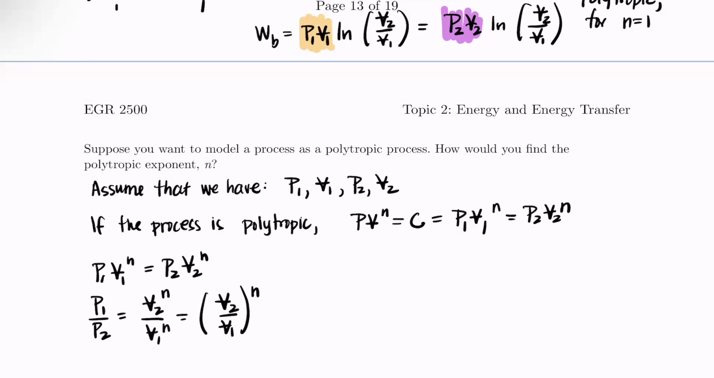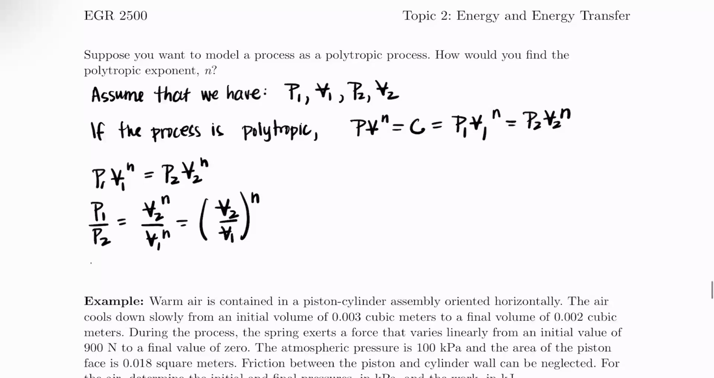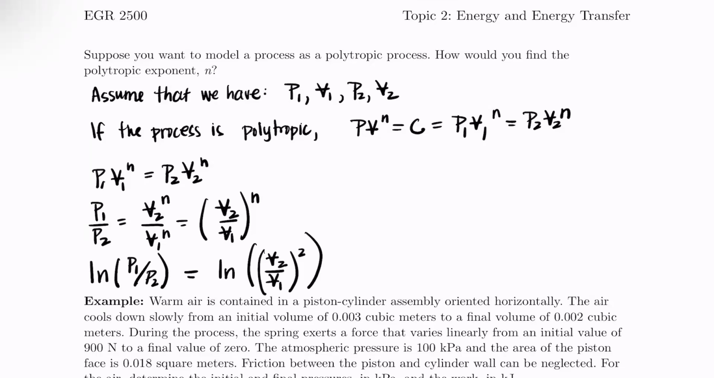Any ideas on how we can isolate n from this? Yeah, take the natural log. So I'm going to take the natural log of P1 over P2 is equal to the natural log of V2 over V1 raised to the n. Oh, not to the 2, to the n. All right.